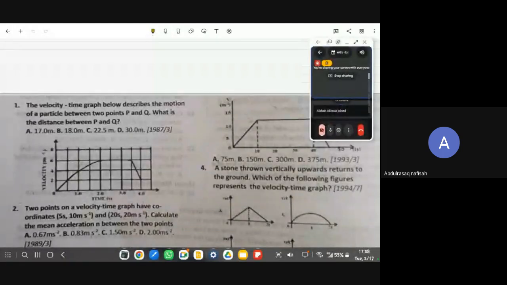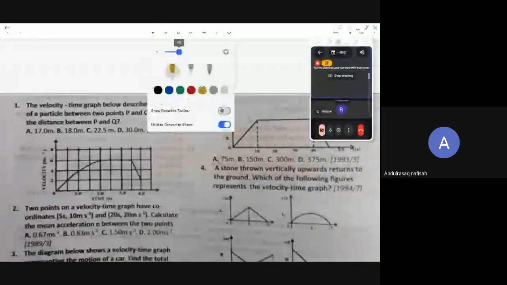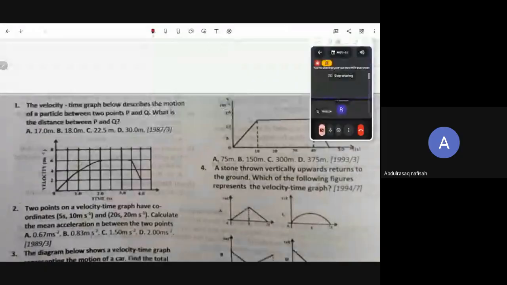So if you accept question number 1, I'll just put a line here. I don't know where P and I don't know where Q is, because the question is not showing us P and Q.